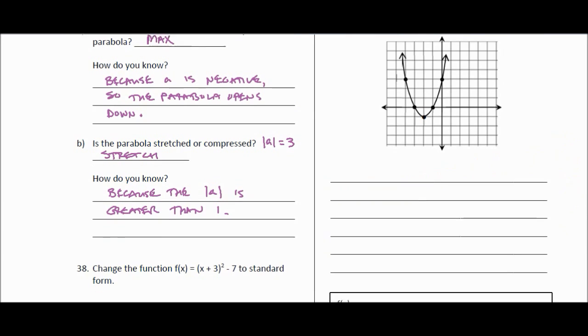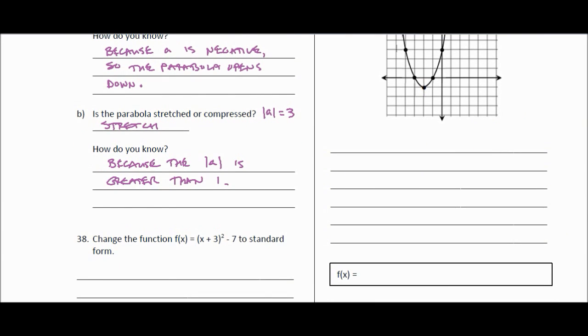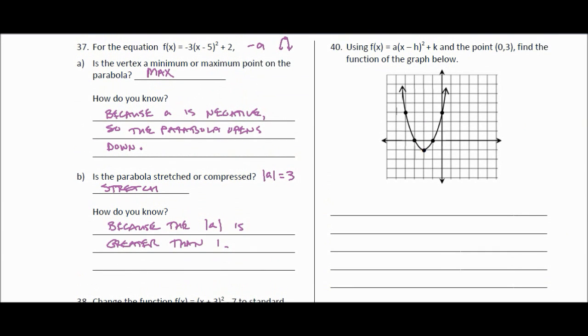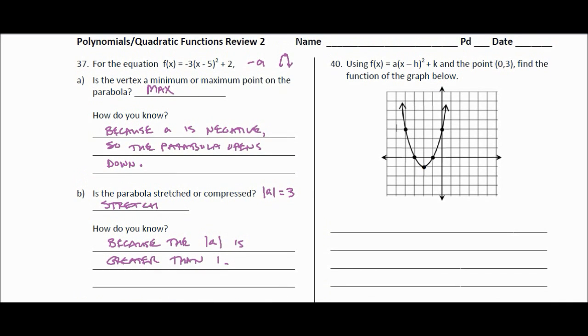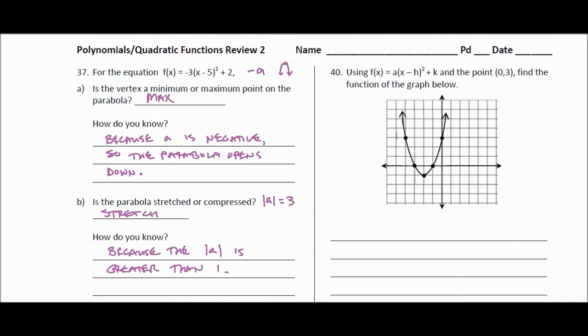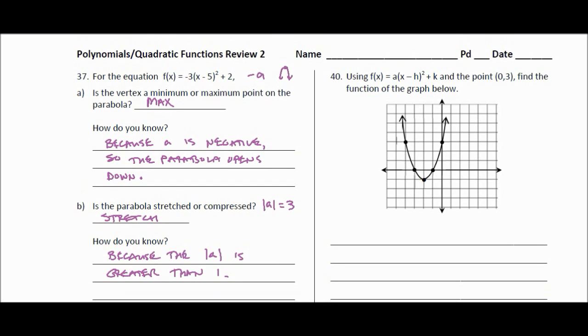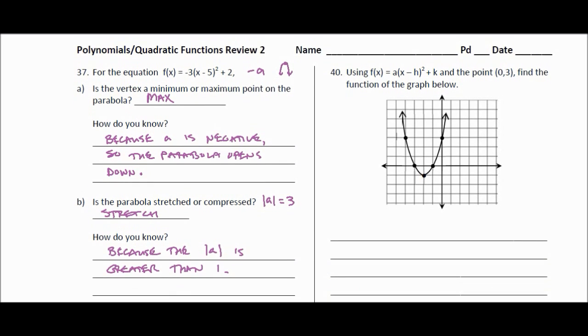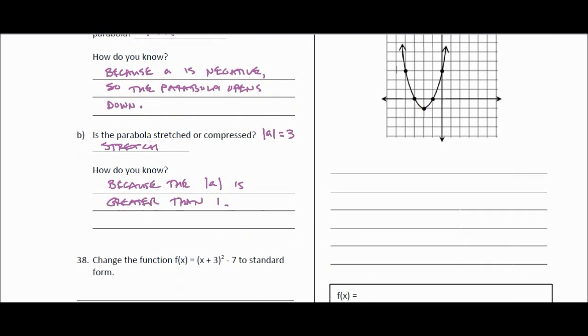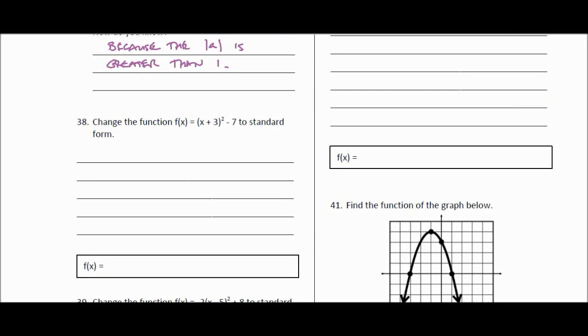Okay, question number 38. Didn't take a lot of explanation. I'm just looking in these questions, class, to see if you understand that a is determining the direction of the parabola, which tells me whether the vertex is maximum or minimum, and the absolute value of a is determining whether the parabola is the same shape as the parent, whether it's stretched compared to the parent, or whether it's compressed compared to the parent.